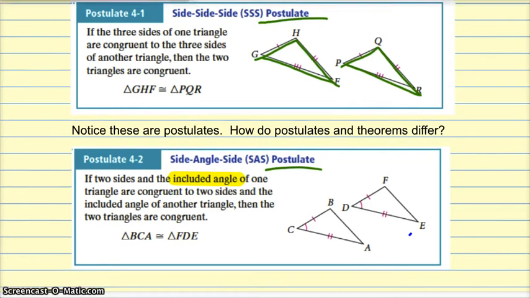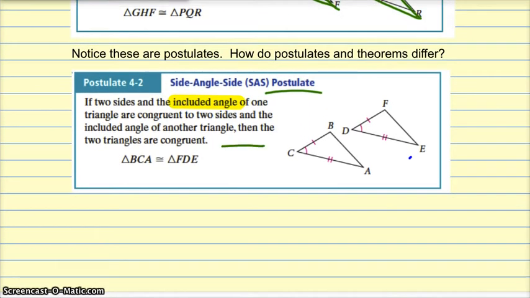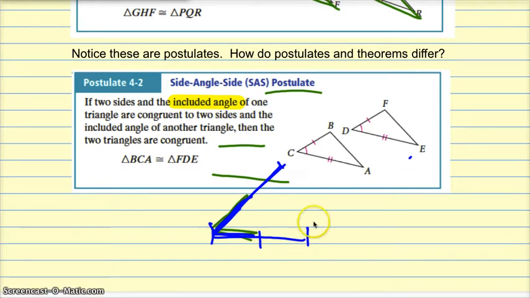The next one, side, angle, side, says that if you're given 2 side lengths, so a side length, and an included angle, meaning that this angle, the side lengths are made up of that angle. So we have a side, the angle, and the side. So it's in between them that those triangles will be congruent.